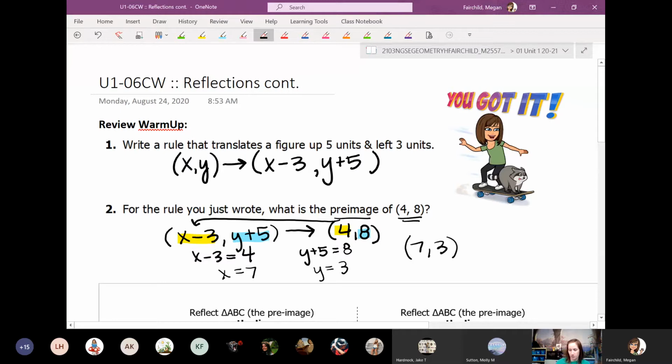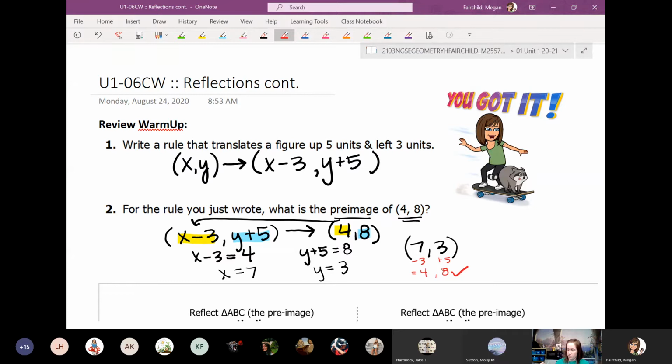And remember, you can check your work on these, okay? If our rule is we do minus 3 to the x and add 5 to the y, we should end up with 4, 8. And you can check that. 7 minus 3 is 4. And 3 plus 5 will give you that 8. Okay, so that's how you can check your work. That one's kind of hard, but it's a good question. Takes a little thought, and it's good practice. So we'll keep practicing some of those.